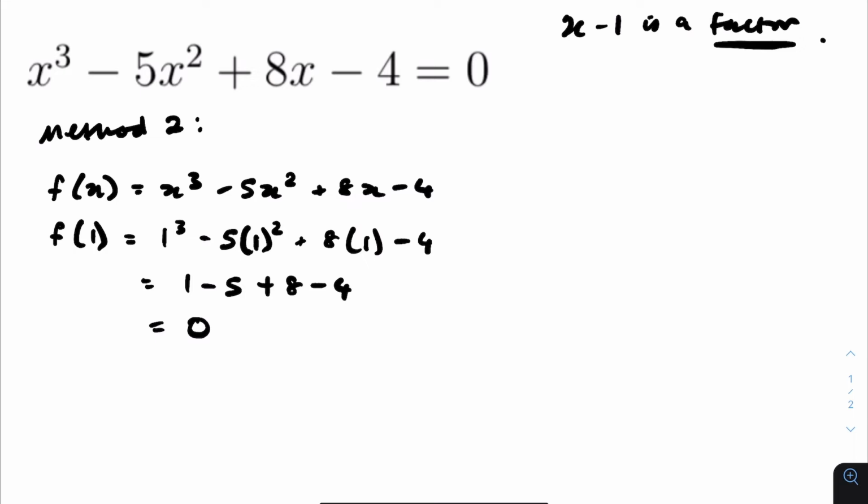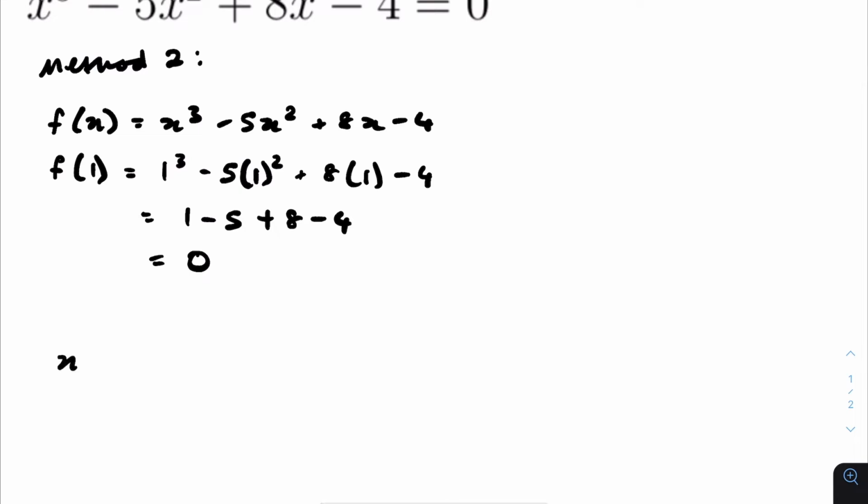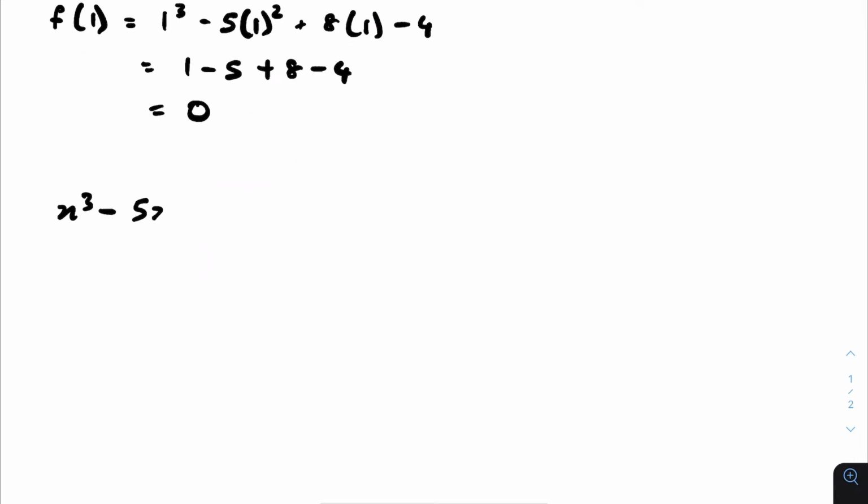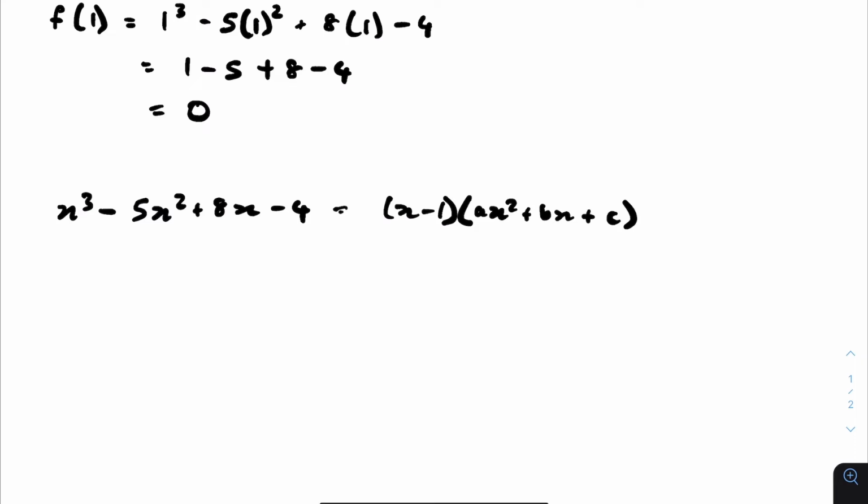This is where the method starts to get a bit different. I'm just going to write this equation down here. So this is equal to x minus 1, which is a factor, times ax squared plus bx plus c. You might be wondering, whoa, where did that come from? But if you think about it, this factor has only x to the power of 1, so you need to multiply it by something with a second degree, or a squared, in order to get a cubic.